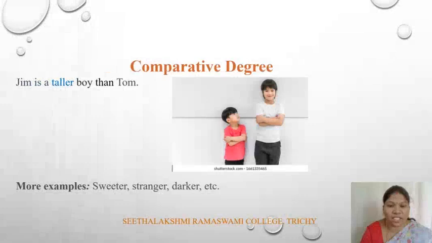In this slide, you can see the example for comparative degree. Jim is a taller boy than Tom. In this sentence, Jim is a taller boy than Tom. The adjective taller compares the noun Jim with another noun Tom. Therefore, the adjective taller can be said to be in the comparative degree. Here, the comparative degree is formed from the positive simply by adding the suffix er.